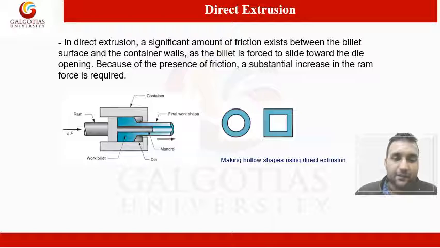In direct extrusion, a significant amount of friction exists between the billet surface and the container wall. As the billet is forced to slide toward the die opening, because of the presence of friction, a substantial increase in the ram force is required.